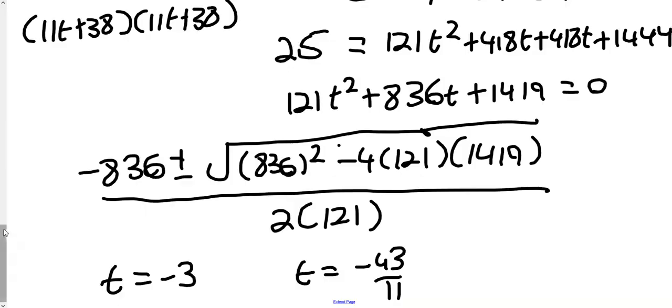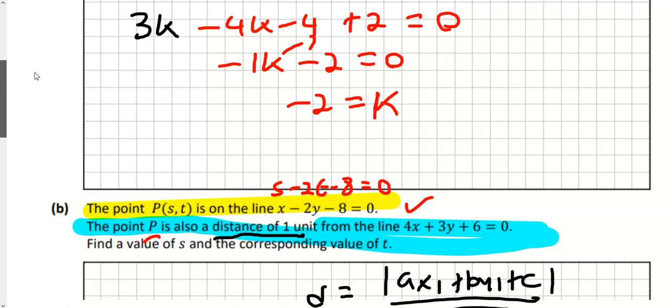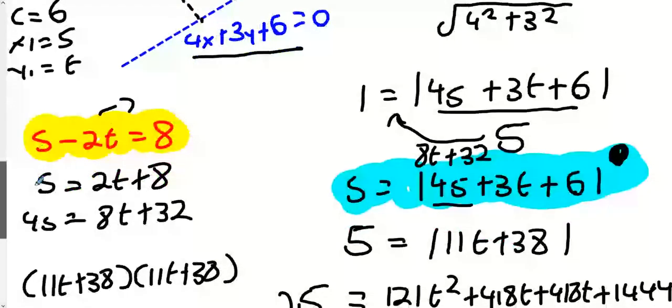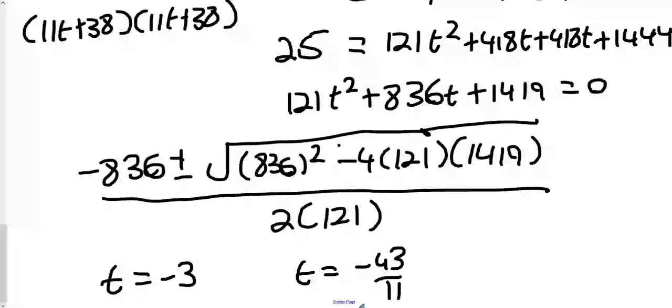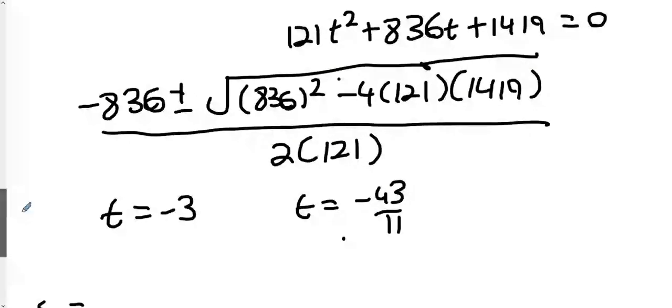Now, let's reread the question. Find a value of s and a corresponding value of t. So only wants one value of each one. So they're both the correct answer for t. It just says find a value, so I can do either one. It doesn't say find both values, it says find a value.